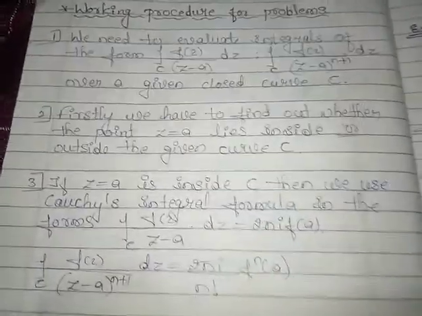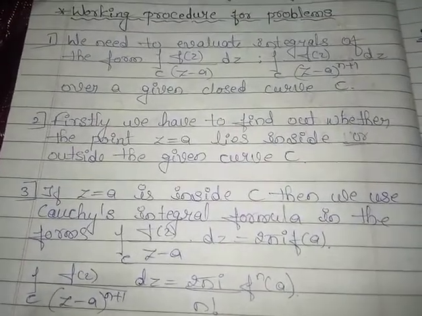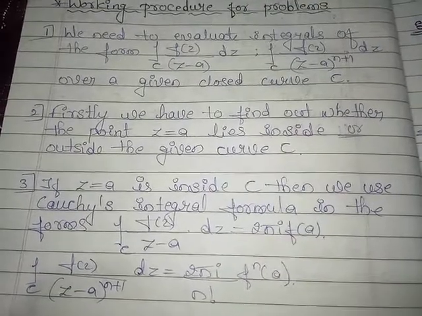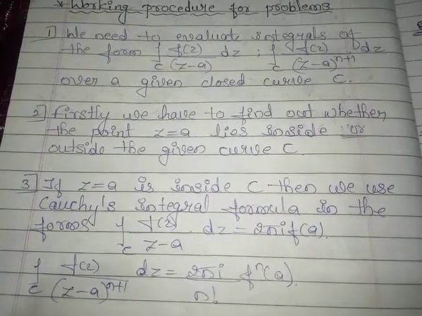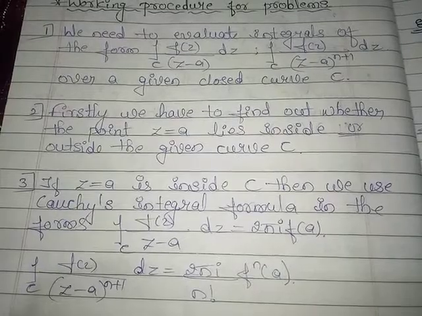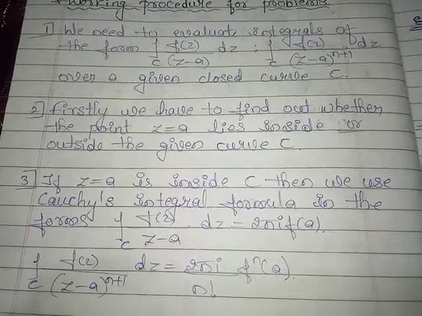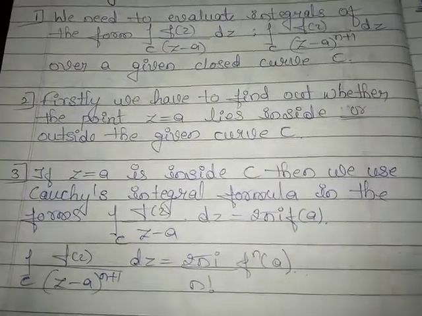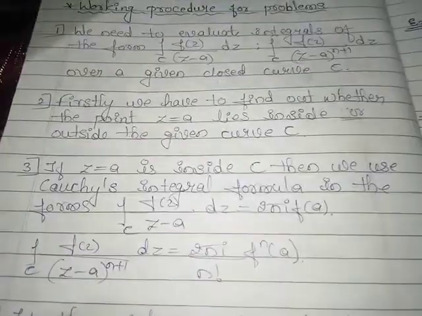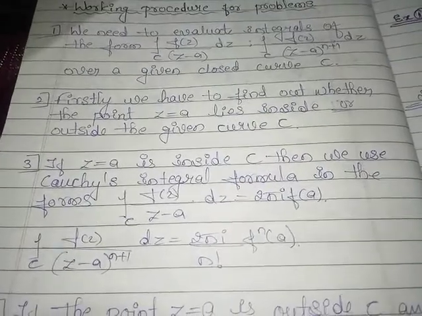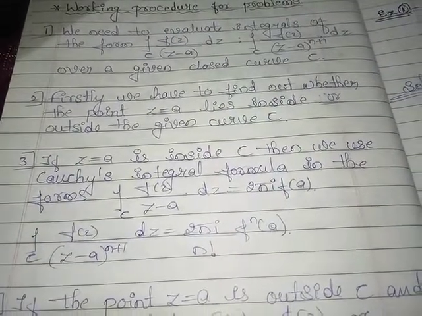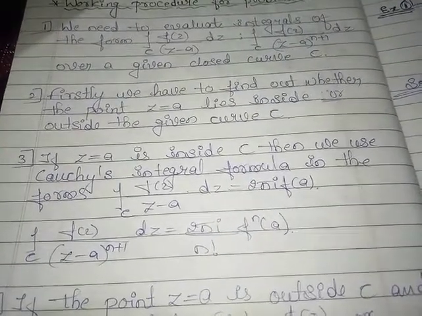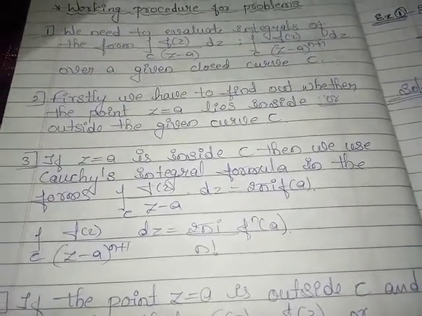Third one is, if z is equal to a is inside C, means inside the curve C, then we use the Cauchy integral formula in the form integration over c f of z divided by z minus a dz is equal to 2 pi I f of a. And integration over c f of z divided by z minus a raised to n plus 1 dz is equal to 2 pi I by n factorial into f raised to n of a.